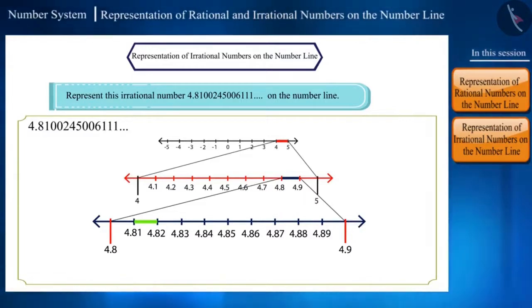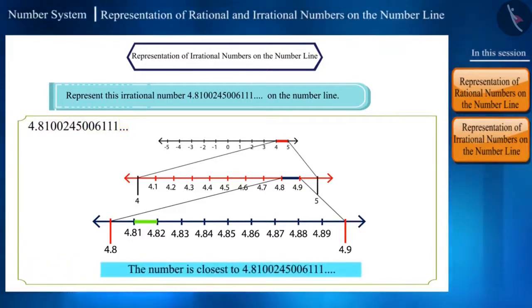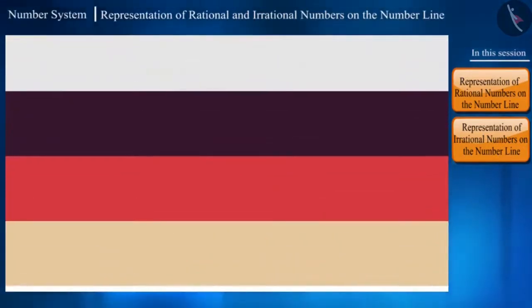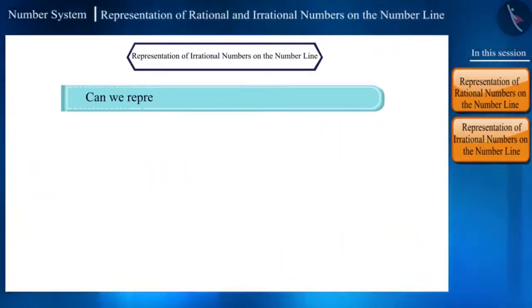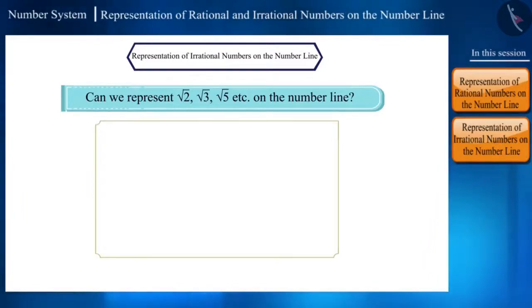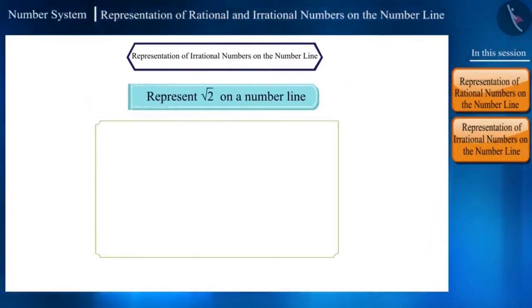Friends, here the numbers are non-terminating and non-repeating after the decimal. Hence, even here, we will not be able to precisely spot the number, but we can still come to its closest point. Friends, we will be able to represent irrational numbers on the number line without knowing their decimal expansion. Yes, there is a way of representing these numbers on the number line. Let's look at it. Let's represent root 2 on a number line.